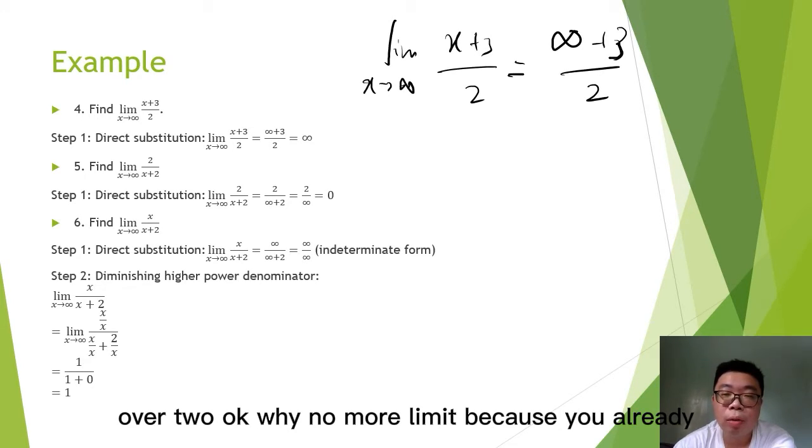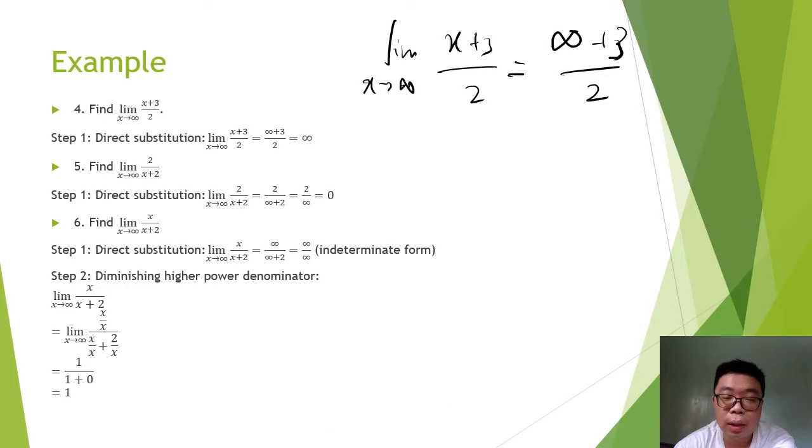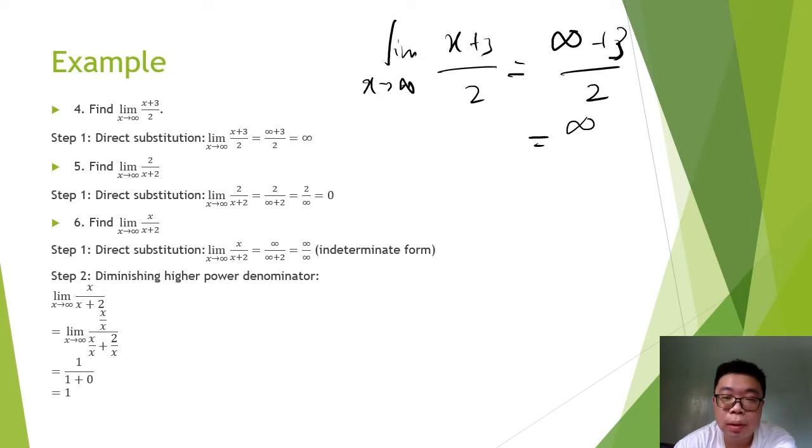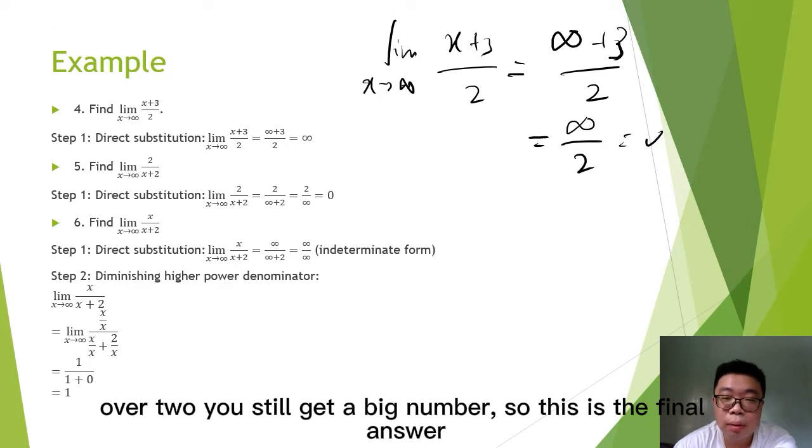Why no more limit? Because you already substituted here. So it equals a big number plus a small number, you get a big number. Over 2, you get a big number. So this is the final answer.